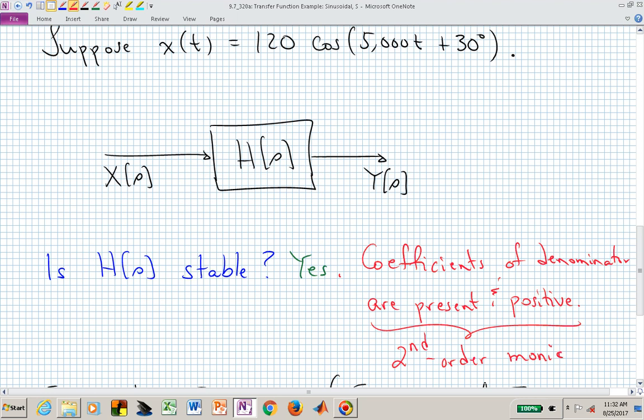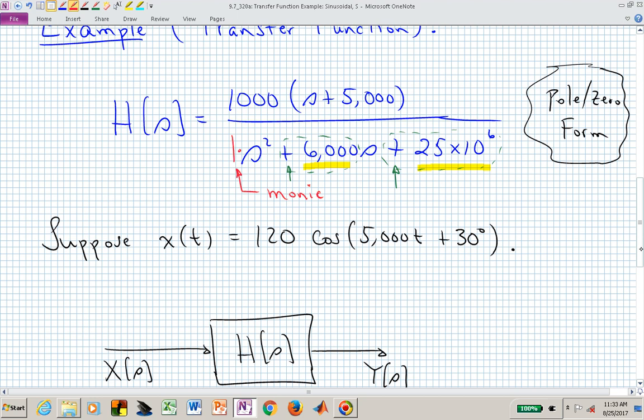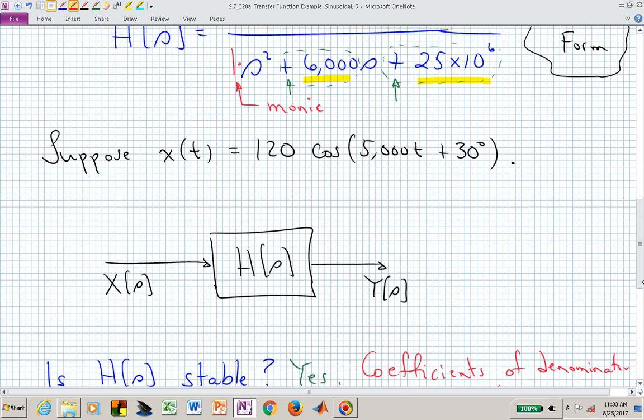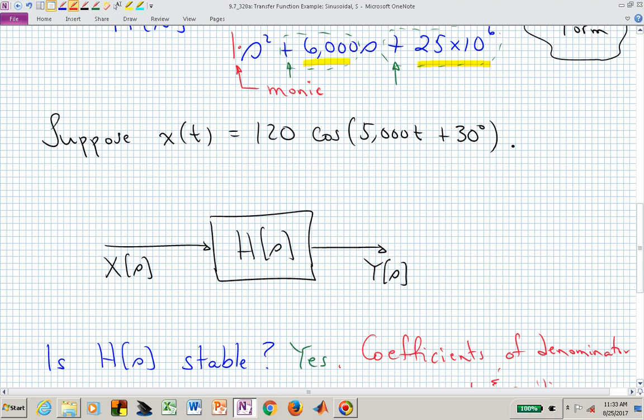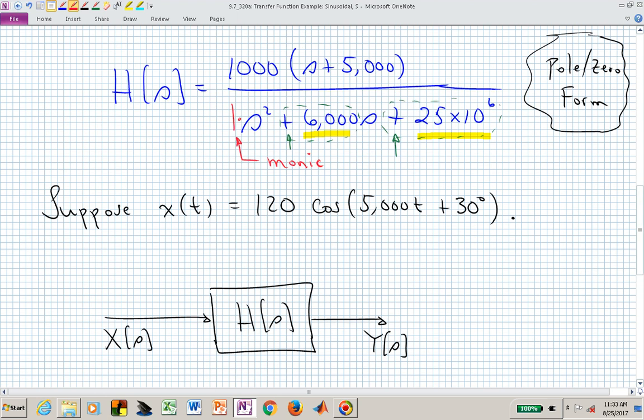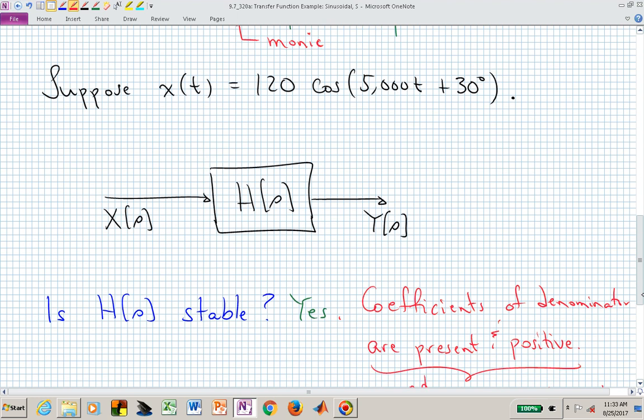A second order monic polynomial allows us now to check, are those coefficients present and positive? So now you can jump up and down, you're present and you're positive. Yay, you're positive. So now you have present and positive for these coefficients. You know you have a stable H of s. That allows you to use our formula for computing the sinusoidal steady state output based on just knowing the input, its frequency, its amplitude, and its angle, and the transfer function H of s. What's the frequency that we're concerned with?